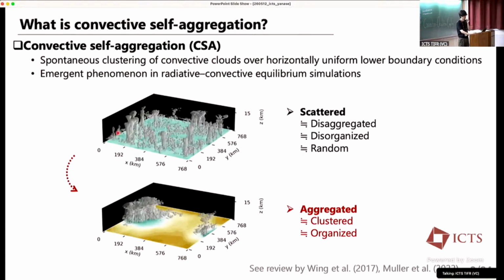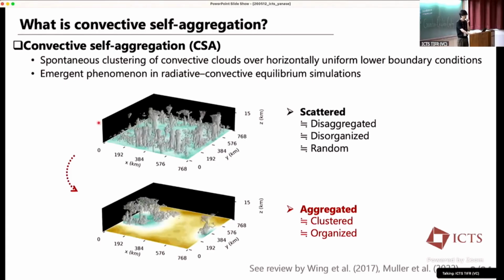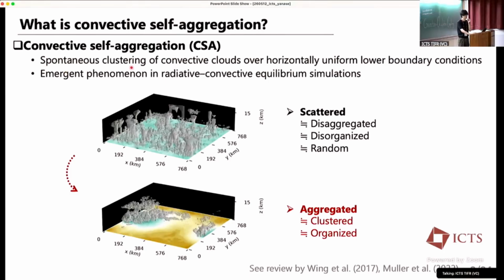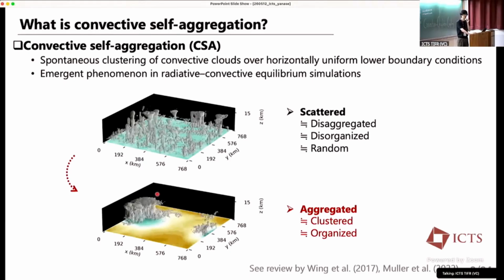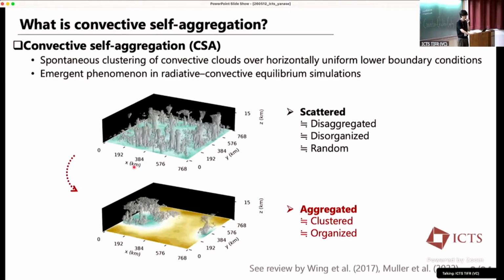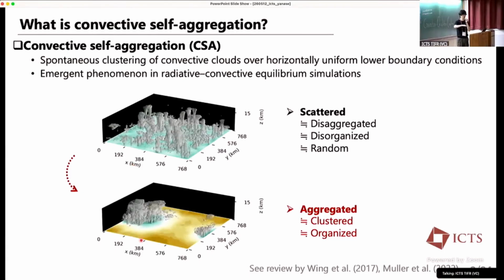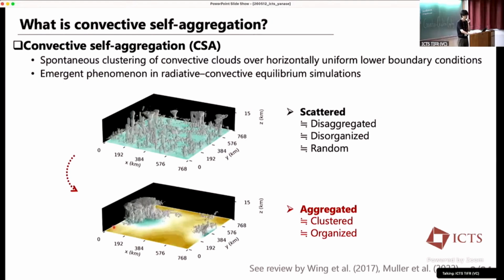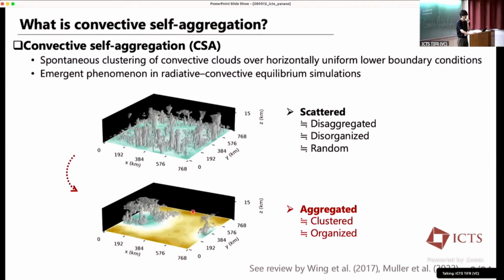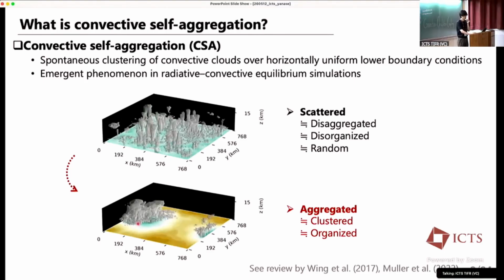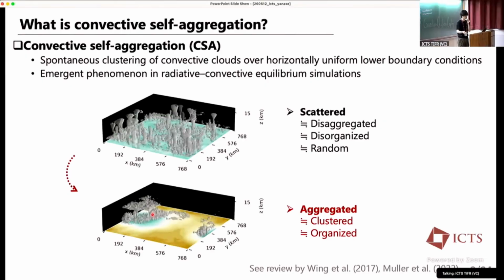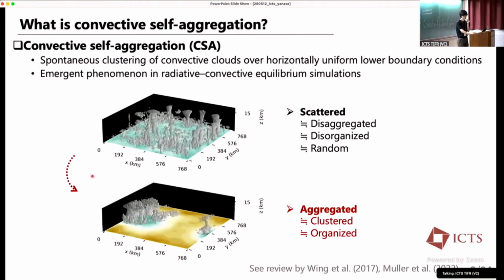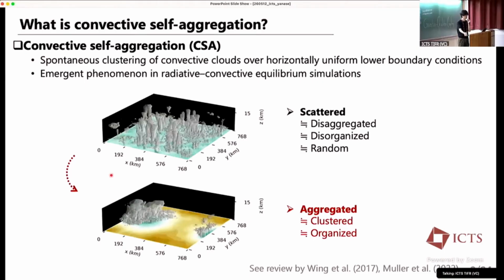First of all, what is convective self-aggregation? This is a 3D animation from a cloud resolving RCE simulation. Convective self-aggregation is a spontaneous clustering of convective clouds over horizontally uniform lower boundary conditions. This is a simulation over uniform sea surface temperature, and it is non-rotating, which means there is no Coriolis force, and the domain is doubly periodic, so it's very idealized. But this kind of large-scale structure spontaneously happens, so it is interesting. The transition from scattered convection to aggregated convection is what we call convective self-aggregation.